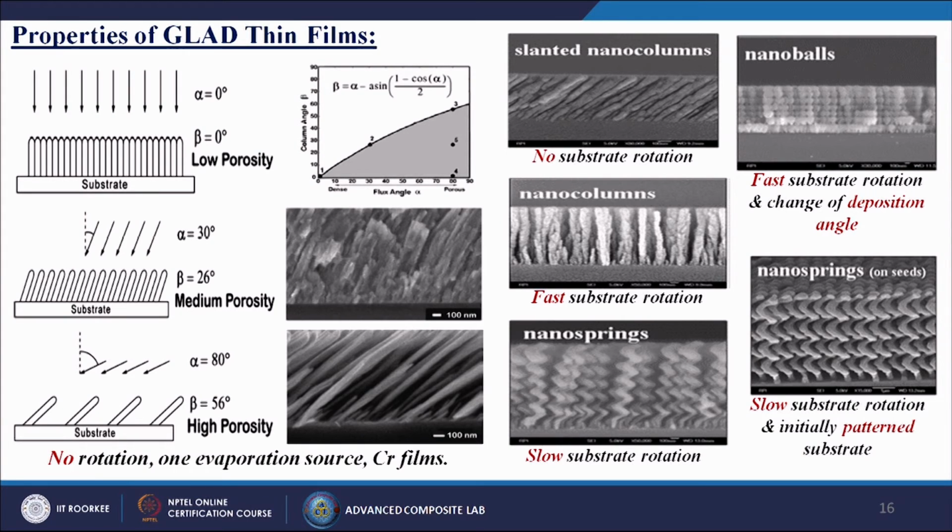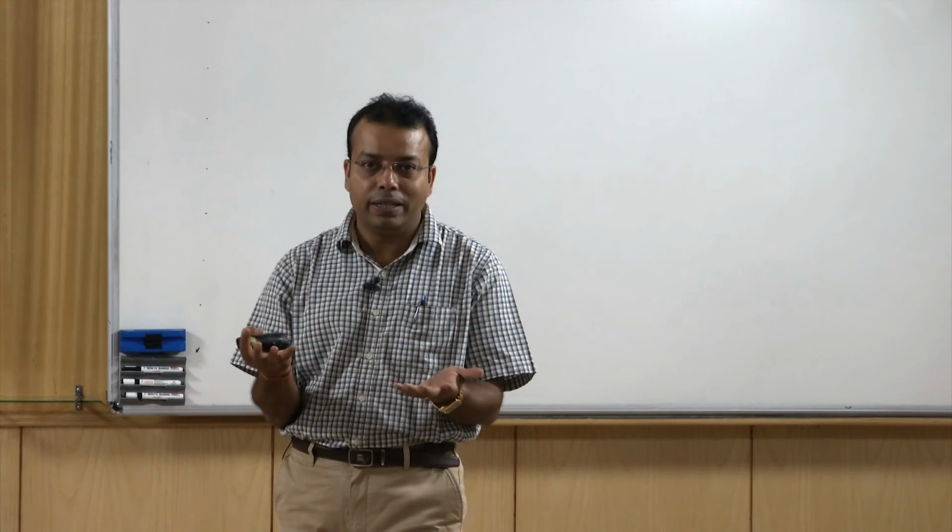When we try to make certain kinds of porous materials, we put alpha around 30 degree, beta around 26 degree, so that there will be a certain columnar angle onto the substrate. And when we need high porosity of the material, we can make alpha 80 degree or maybe beta 56 degree. No rotations, one evaporation source, chromium films. So, these are all FESEM images taken around the 100 nanometer range. Here the chromium films look like grass on a field, right.